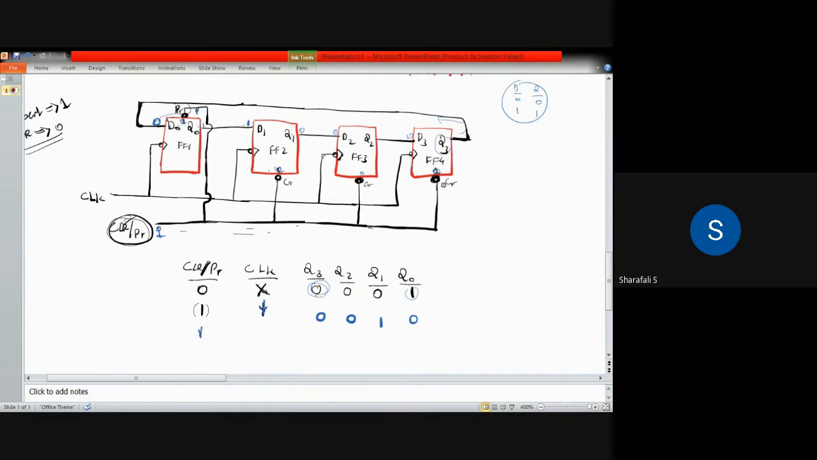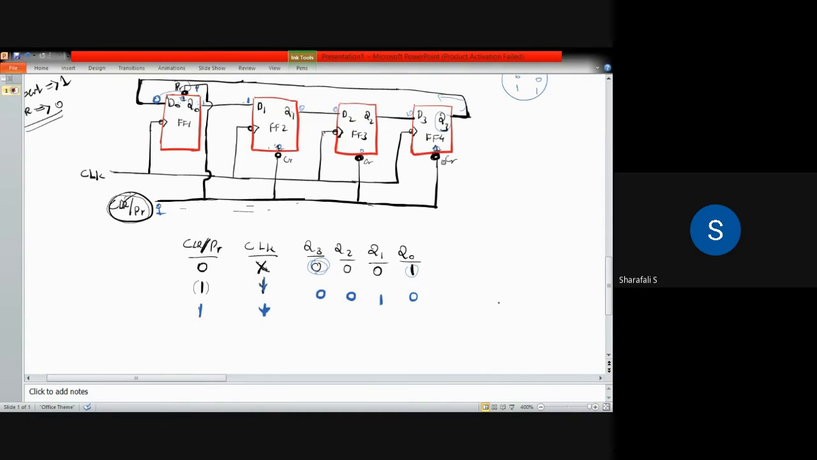And when you have the next negative edge of your clock pulse, again this shifting happens. In this case, you have Q1. Now your Q1 is 1.